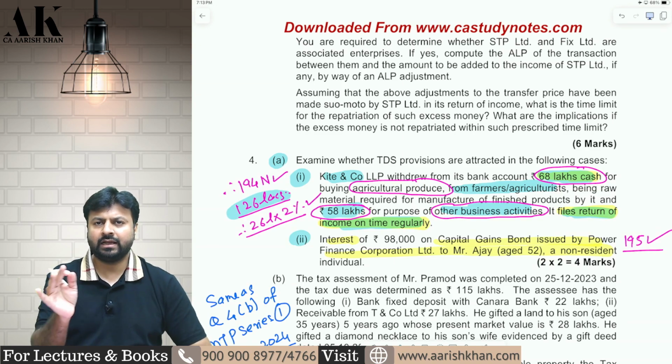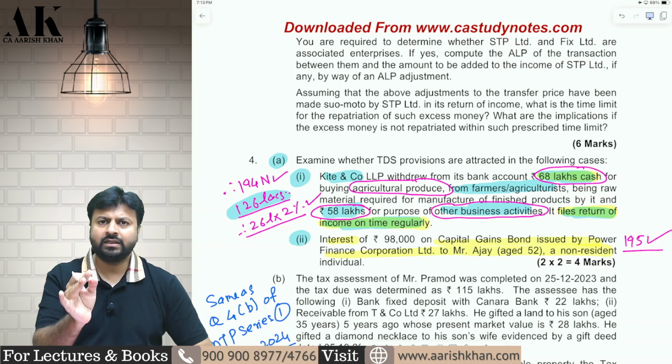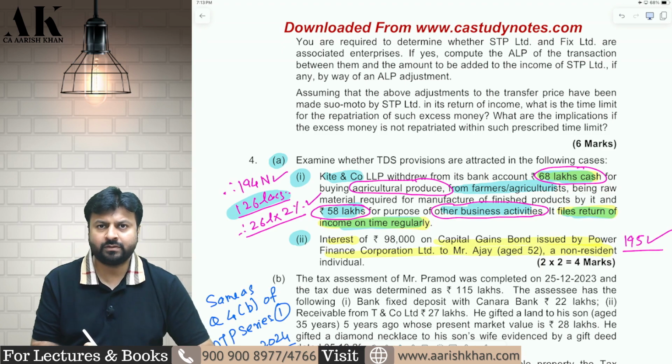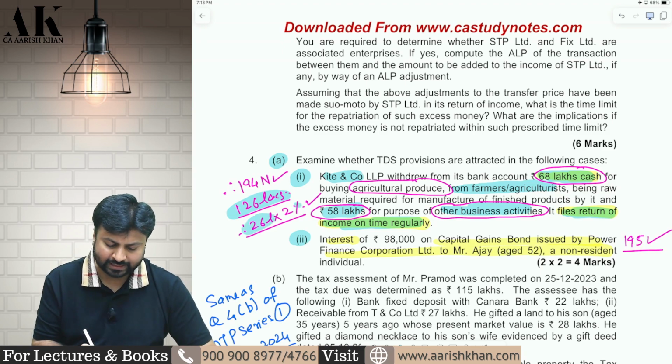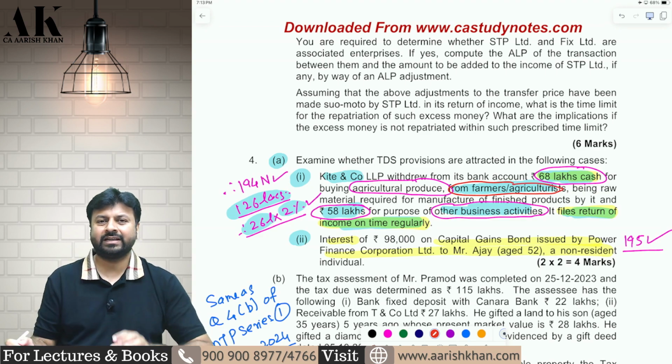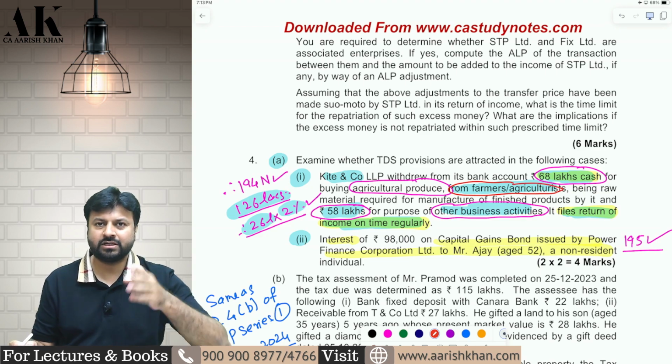Kite LLP is filing the return regularly. Therefore, the limit of TDS under 194N for Kite LLP is 1 crore. In excess of 1 crore, 2% TDS will be deducted by the bank. Therefore, on 26 lakhs, the bank will deduct TDS. Sir, there is some exemption, no, sir? If you withdraw the money for paying to farmers, no. That exemption is not for you and me. That exemption is not for Kite LLP.